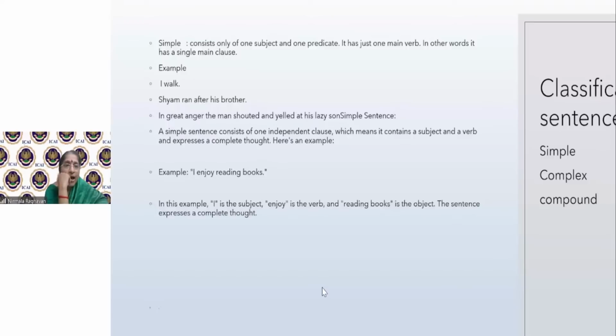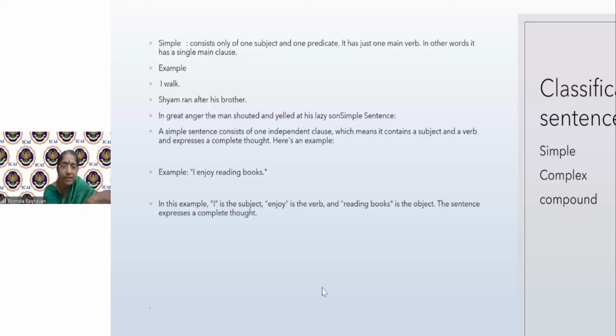Okay. For example, I walk. Sham ran after his brother. In great anger, the man shouted and yelled at his lazy son. These are examples of simple sentences. You will have 5 marks out of 40 marks from sentence types. Because after every 5-mark question, you will have a question on vocabulary, grammar, and communication. That's how the paper is designed.